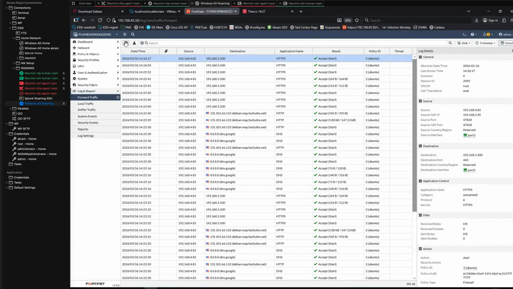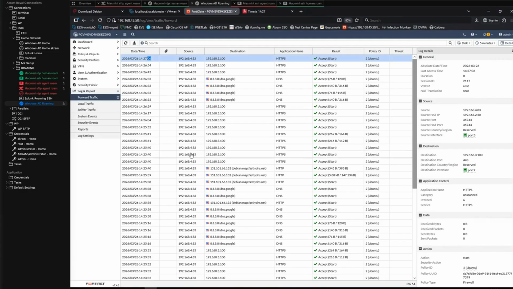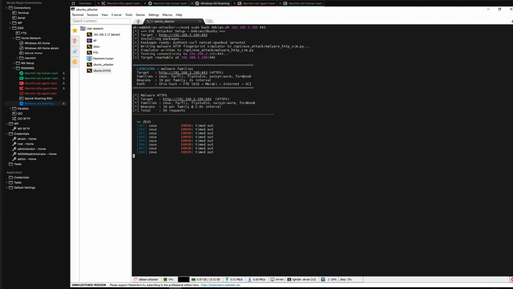Now that we've seen the demo, let's break down why Cisco's Encrypted Visibility Engine, EVE, is a game-changer for both your security posture and your bottom line. We're solving the blind spot problem without the traditional trade-offs.